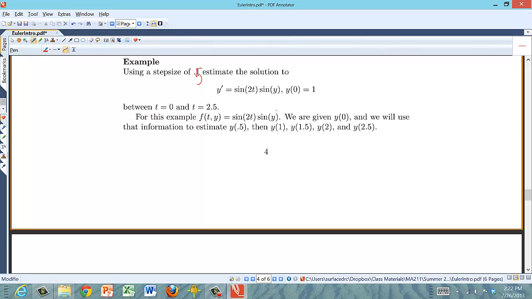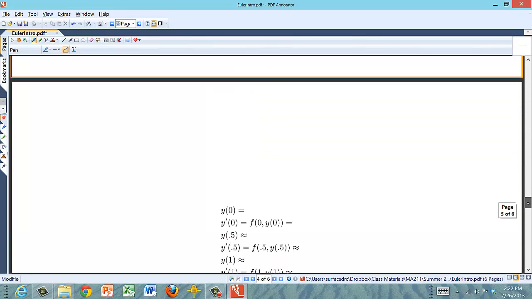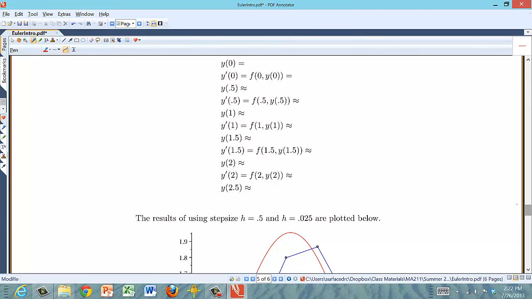So for this example, the right-hand side is sine 2t sine y, and we're given y at 0, and we'll use that information. We'll take a step of 0.5, so we'll estimate the solution at time 0.5. After that, we'll estimate the solution at time 1, and after that, the solution at time 1.5, and so on and so forth. So we know that y at 0 equals 1.